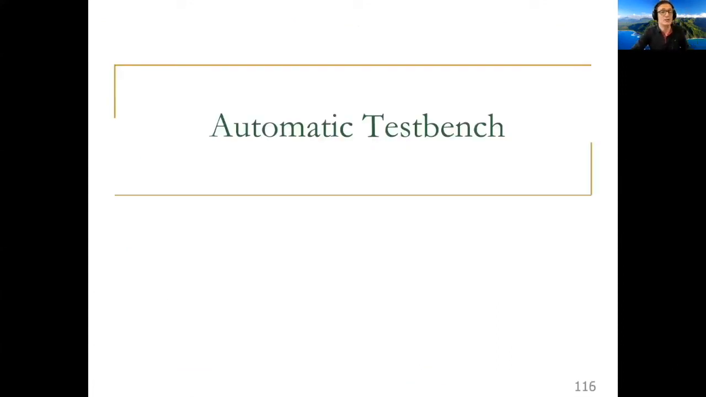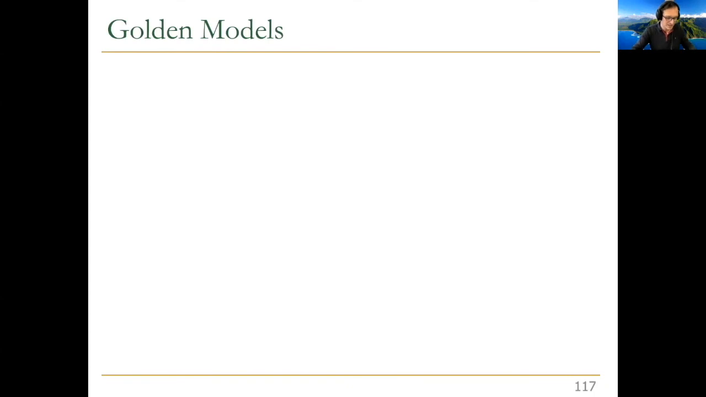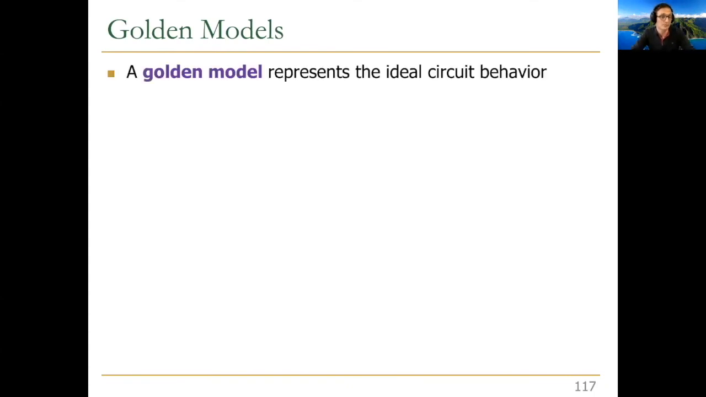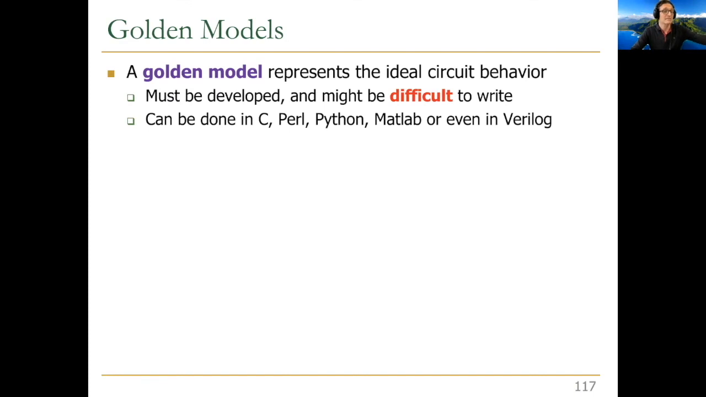So this brings us to the automatic test bench, which is, in my opinion, the best way of testing. But this requires you to construct a golden model. A golden model essentially represents the ideal circuit behavior, what the circuit is supposed to achieve. It must be developed independently and might be difficult to write. No question about that. It can be done in any language or even in Verilog, but you can do it in C, for example, whatever you're comfortable with at a high functional level.